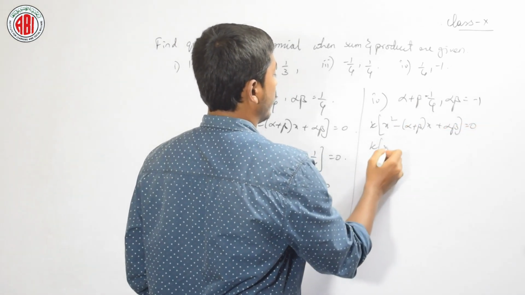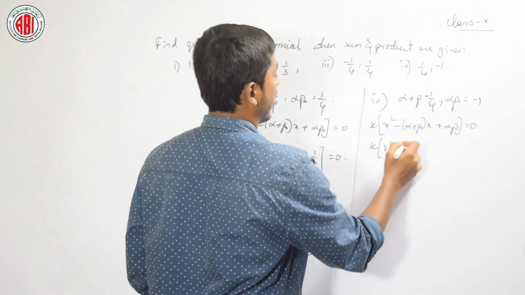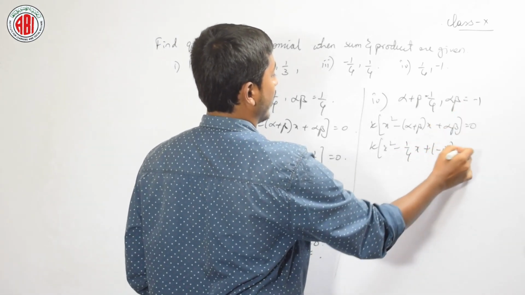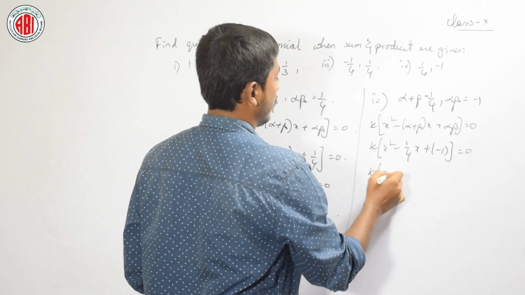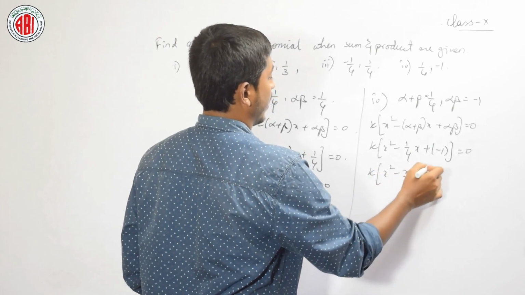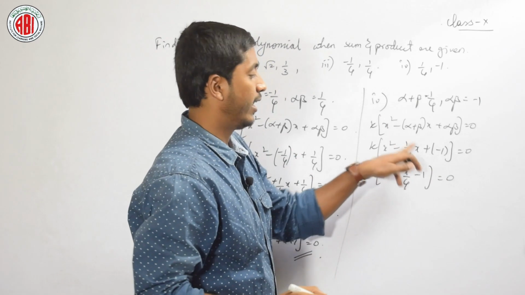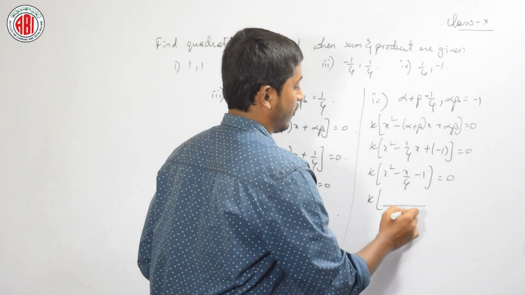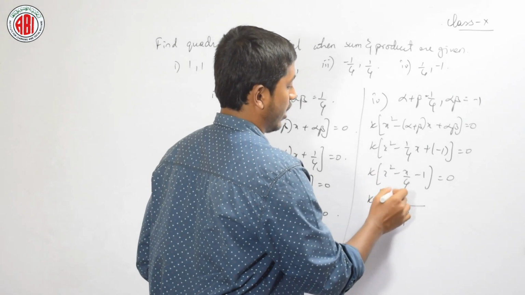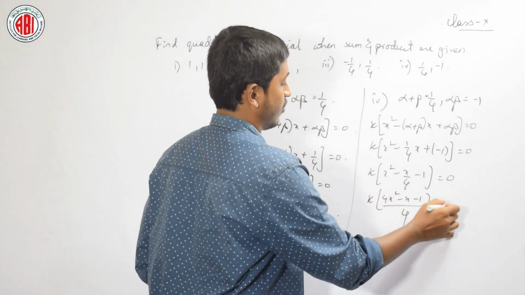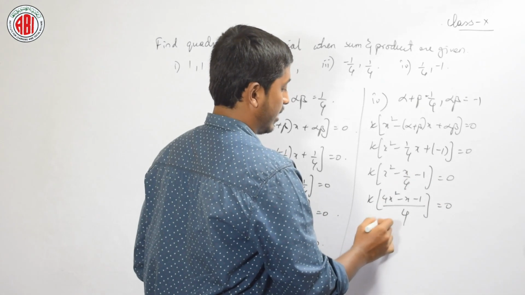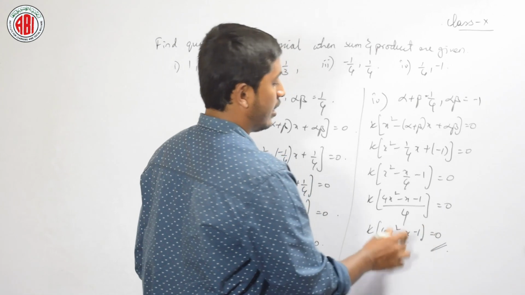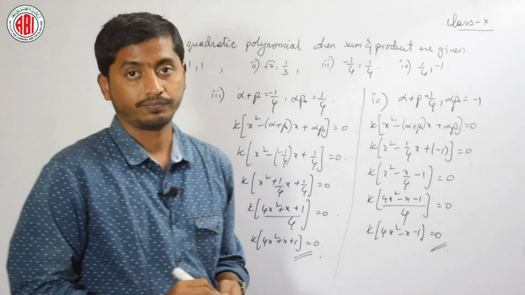That is k into x square minus, what is alpha plus beta? 1 by 4 into x. What is alpha beta? Minus 1. Let us write it as k into x square minus x by 4 minus 1 is equal to 0. 1 into x is x, plus into minus is minus 1. If we take 4 as the LCM, it becomes 4x square minus x minus 4 is equal to 0. If we send this 4 to that side, it becomes 4x square minus x minus 1 is equal to 0. This is the required polynomial, right.